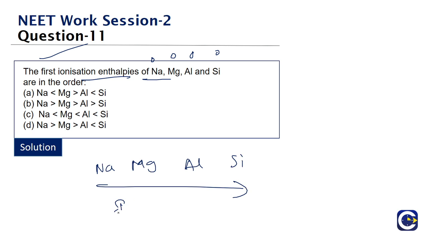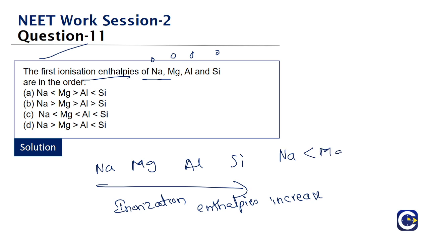The ionization enthalpies, right? The ionization enthalpies will increase. That is what we expect. Means what? Sodium will be less than magnesium, will be less than aluminum, will be less than silicon. That is what is the normal expectation.